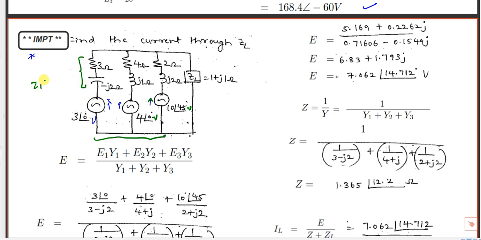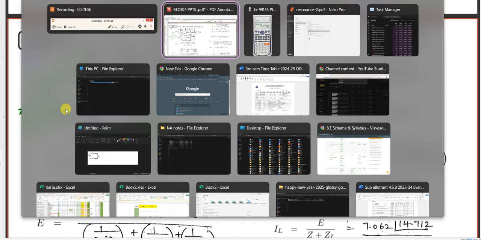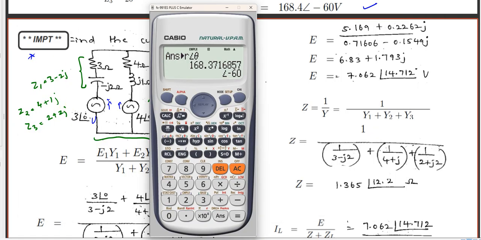Z1 value is 3 minus 2j. Z2 is 4 plus 1j. Z3 is 2 plus 2j. Now we'll calculate using the calculator. So take your calculator and follow. You have to practice, otherwise you are going to make a mistake. So let us do it one by one.